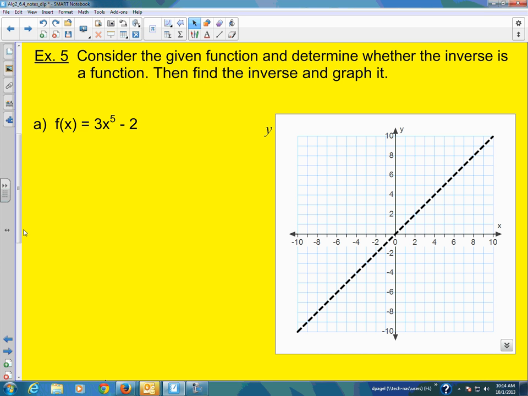Graphing-wise, again, it might be easier to see the graph. So there's our equation, f of x equals 3x minus 3x to the fifth power minus 2. So hopefully remember from our last chapter, an odd degree function with a positive leading coefficient should start on the lower left and end on the upper right. Here's what the graph is going to look like.